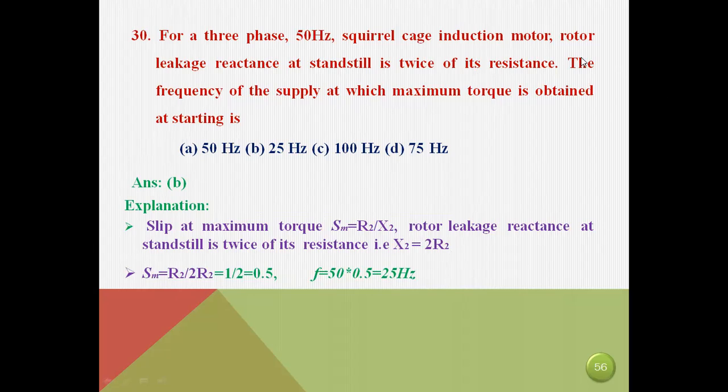Now, the frequency of supply at which maximum torque is obtained. Here you are supposed to find the rotor frequency. Fr equal to S into F. S we have solved as 0.5, and F they have given as 50. If you solve, you will get 25 Hertz. This type of question will also come in the unit test as well as in your theory paper.